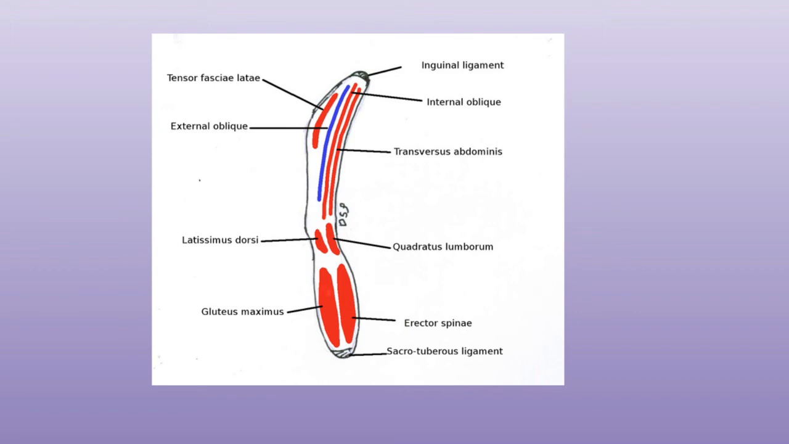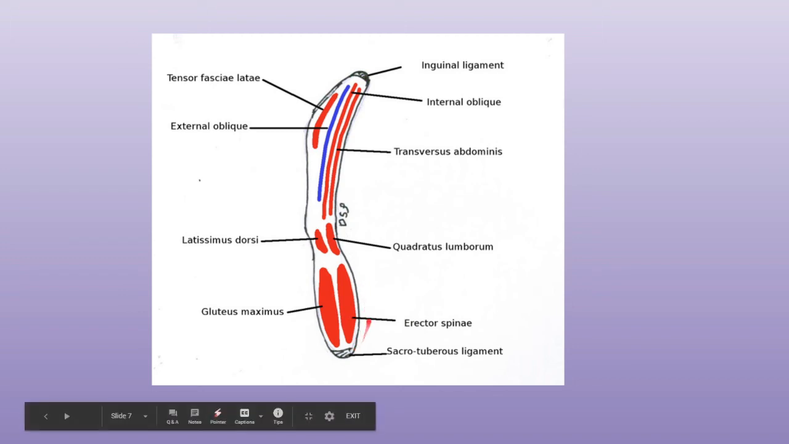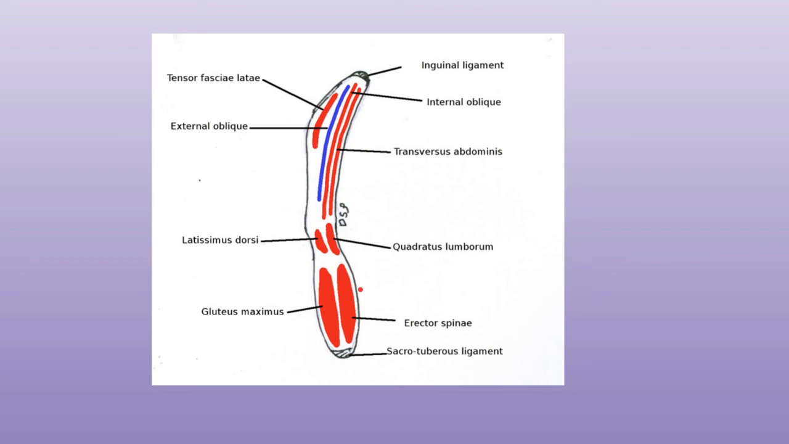Now the medial slope, or the inner slope, gives origin to the erector spinae muscle. At the medial margin, deep to this erector spinae muscle, we have the attachment of the interosseous and the dorsal sacroiliac ligaments.